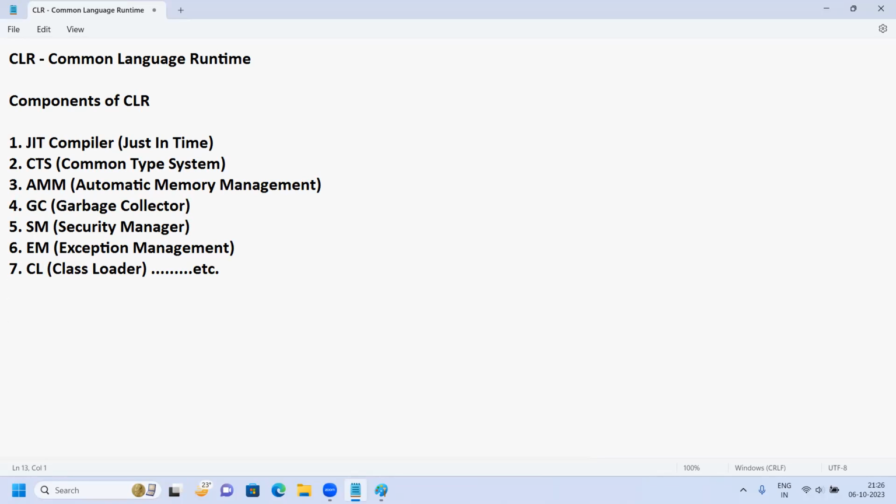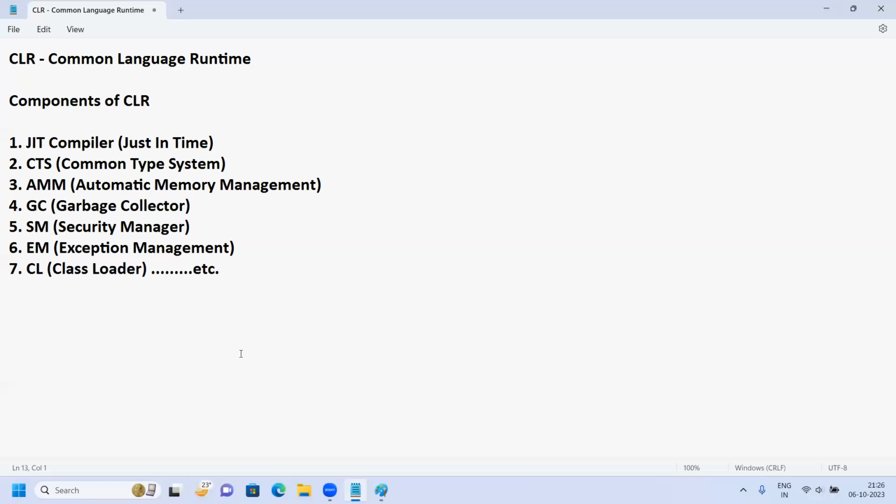Now, we are aware of two components from that. Which two? The JIT compiler, which I explained yesterday, and CTS, which I also explained yesterday. Today, we are going to learn about the third and fourth: AMM and GC, the garbage collector.